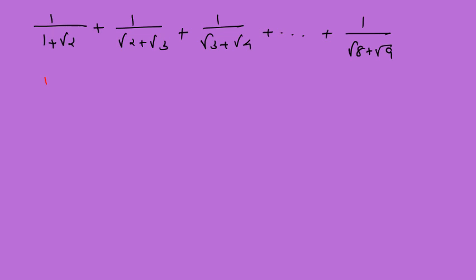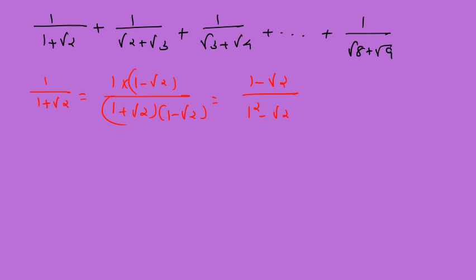First, 1 by 1 plus root 2. So 1 into 1 minus root 2 by 1 plus root 2 into 1 minus root 2. So 1 into 1 minus root 2 is 1 minus root 2, by 1 squared minus root 2 squared. So 1 minus root 2 by 1 minus 2. That is 1 minus root 2 by minus 1. With the effect of this minus, this will be what? Root 2 minus 1.